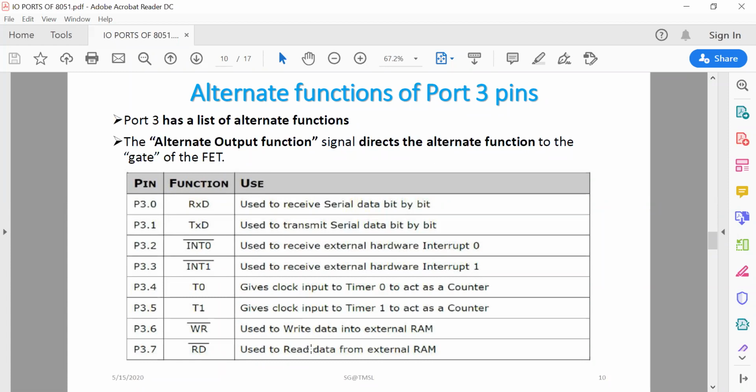Either these alternate functions can be performed, or port 3 pins can be used individually as input output lines, which need to connect with input output peripheral devices.